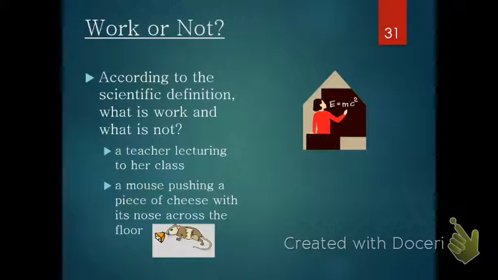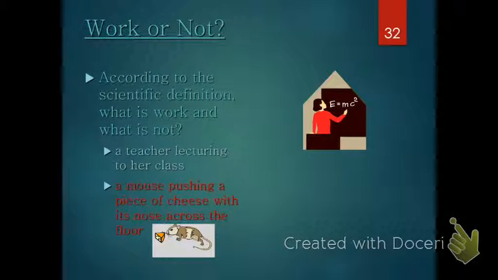All right, so you need to be able to identify work in scenarios. This is what it will look like on a test. A teacher lecturing her class, is that work or not? A mouse pushing a piece of cheese with its nose across the floor, is that work or not?